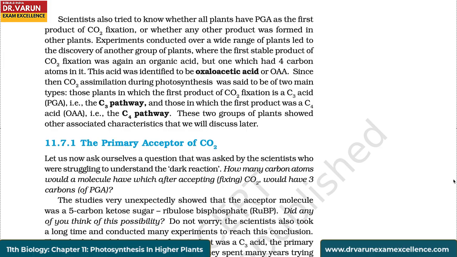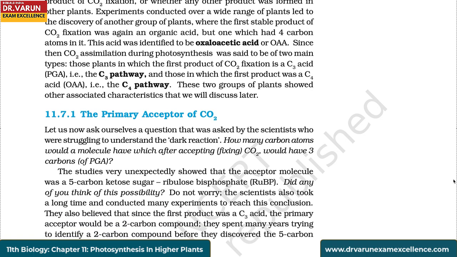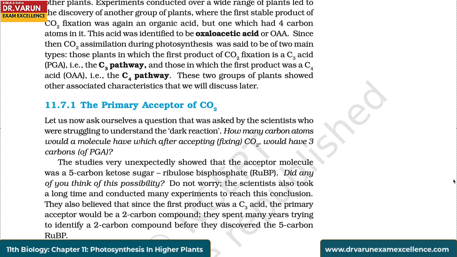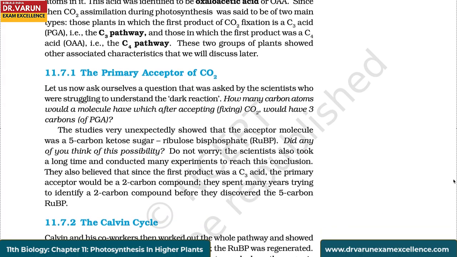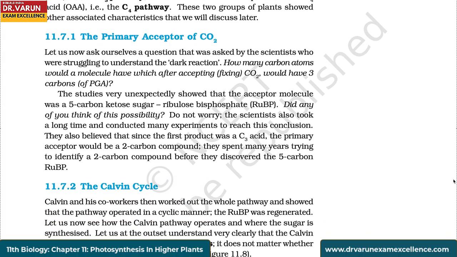Since then, carbon dioxide assimilation during photosynthesis was said to be of 2 main types. Those plants in which the first product of carbon dioxide fixation is a C3 acid, PGA, that is the C3 pathway, and those in which the first product was a C4 acid, OAA, that is the C4 pathway. These 2 groups of plants showed other associated characteristics that we will discuss later.